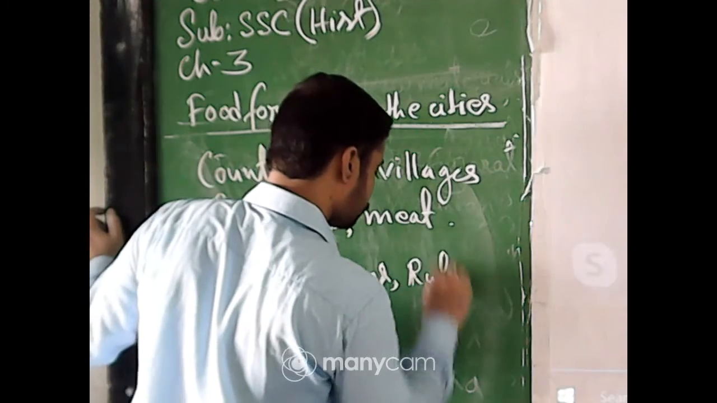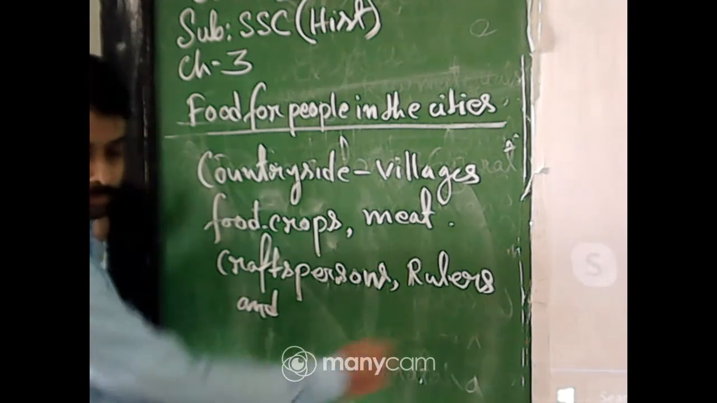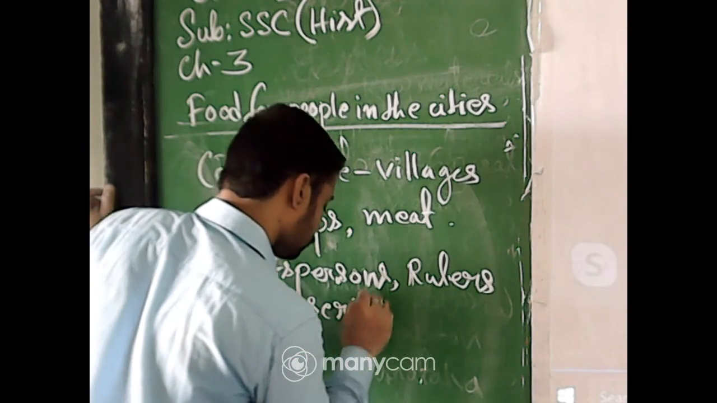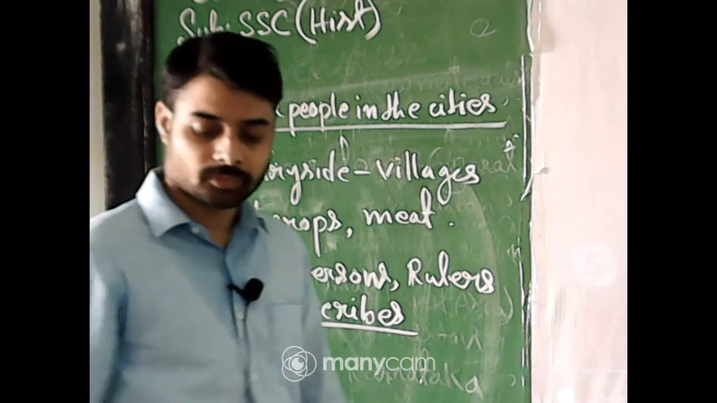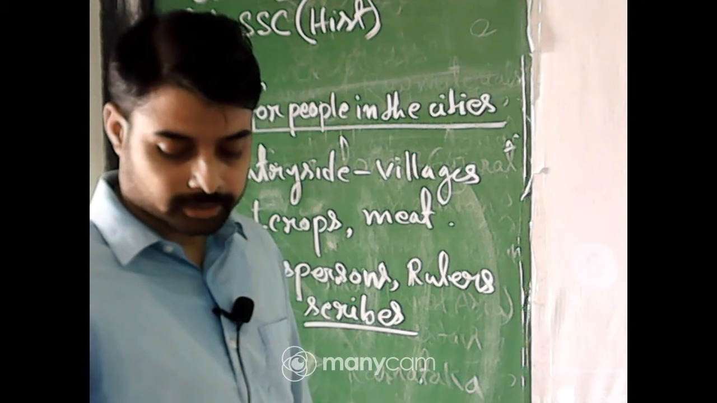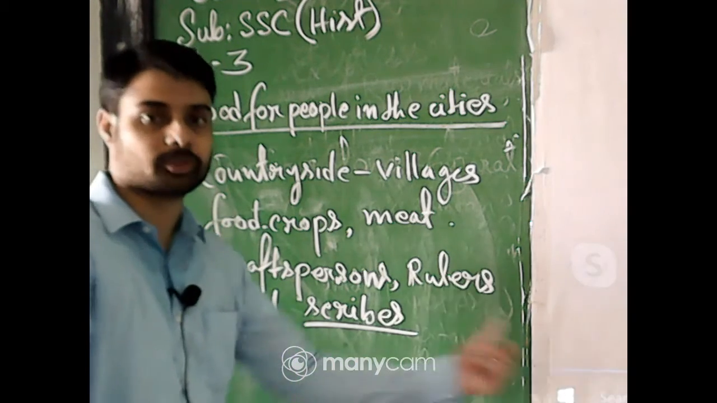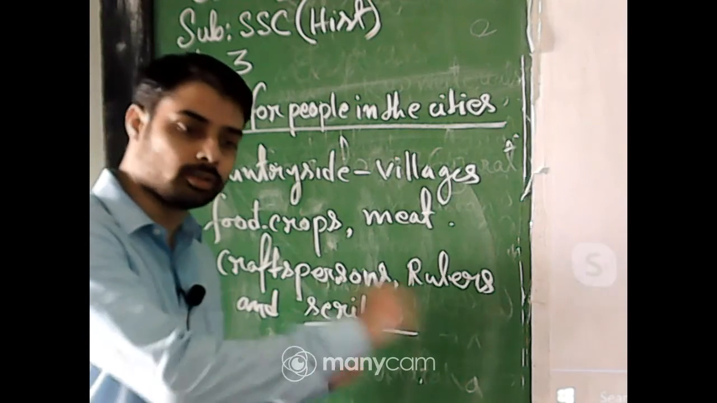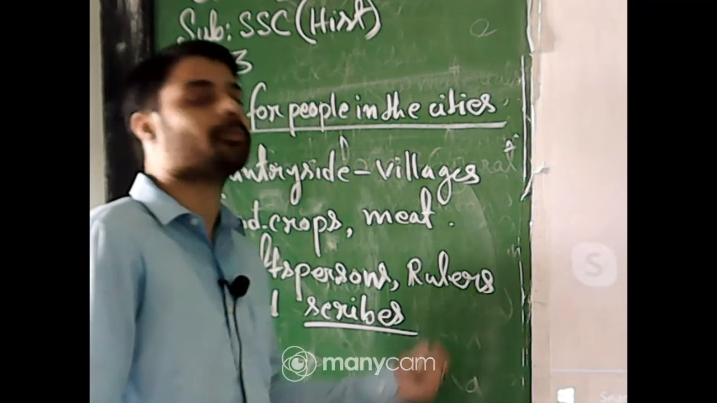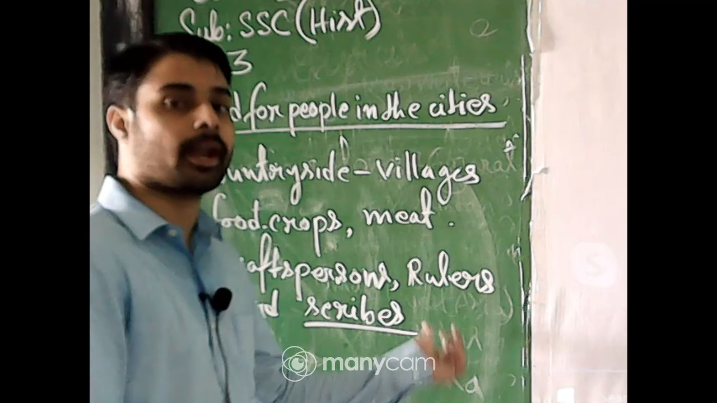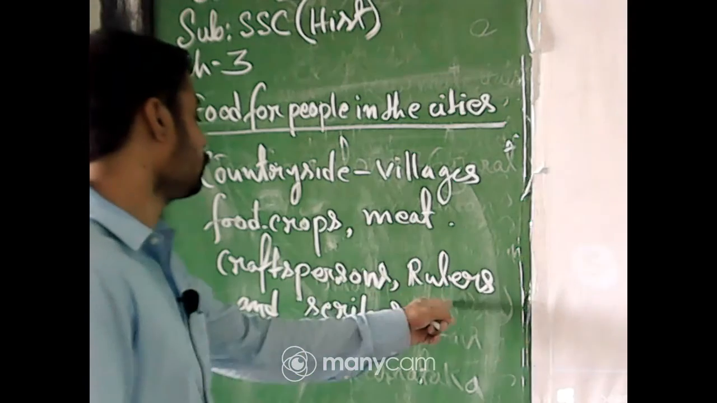Craftspersons, rulers, and the scribes. Who are scribes? So what is the meaning of scribe? A scribe is a writer who knows how to write those Sindhu scripts. They write those scripts on their seals, and they maintain records of their businesses and everything. So these are scribes. They also had some respect in society, so they also give these things to craftspersons, rulers, and scribes.